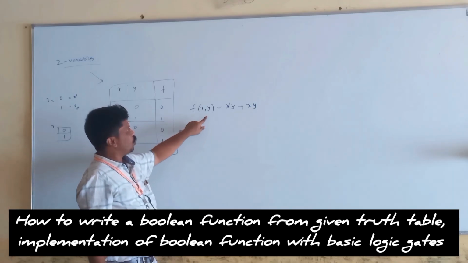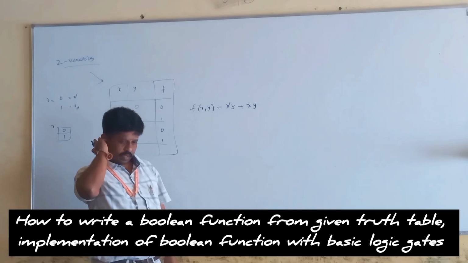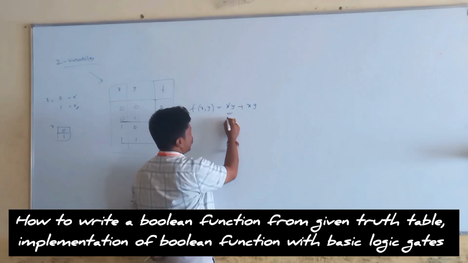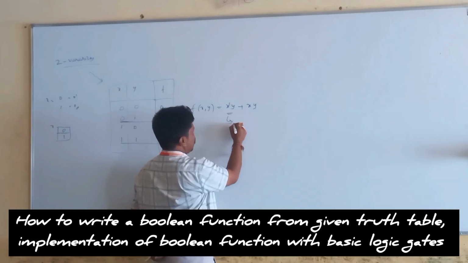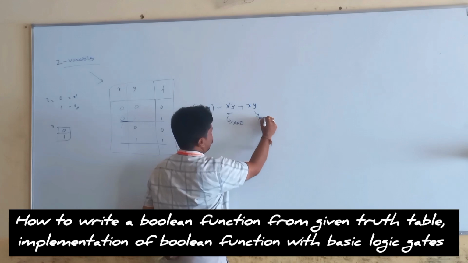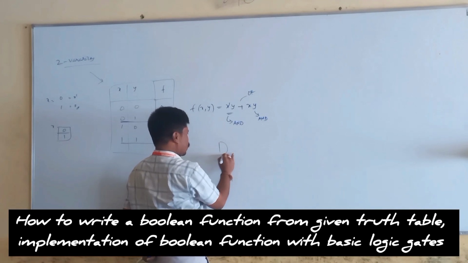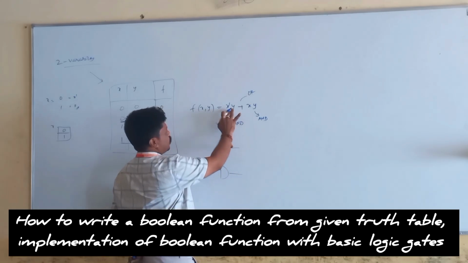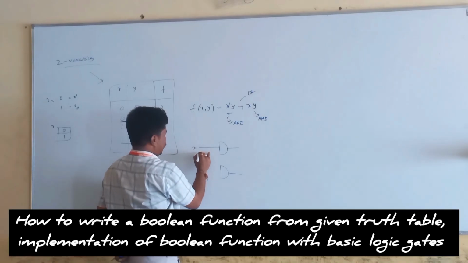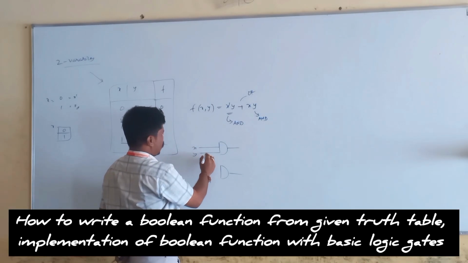Then how to implement this Boolean function? We have variables and need gates. How many gates do I need, and what kind? The dot product is there, so I need an AND gate here. One more AND gate I need because of the dot operator. Then I need one OR gate. The inputs are x dash and y for one AND gate, and x and y for the other. I can write either one first, but if I interchange them, that's not okay.